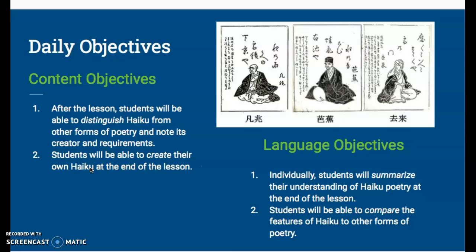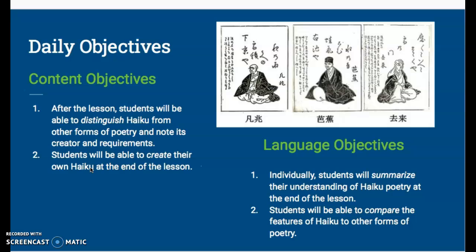But before we get too deep into it, I just want to review the content and language objectives from this mini lesson. First, students will be able to distinguish haiku from other forms of poetry and note its creator and the requirements. So if you didn't know, that poem that we just read is haiku. The second content objective is going to be students will be able to create their own haiku at the end of the lesson. That's right, you're going to get to write your own haiku. I hope you're all very excited.